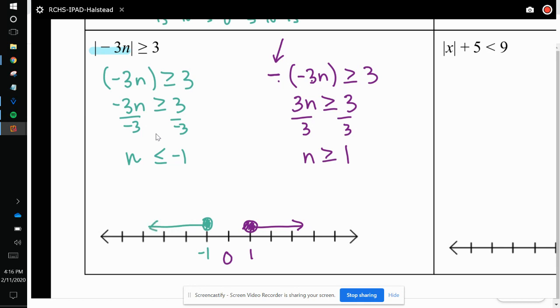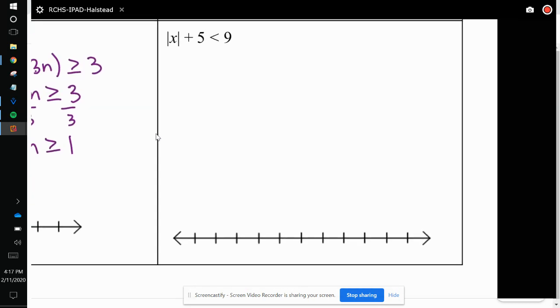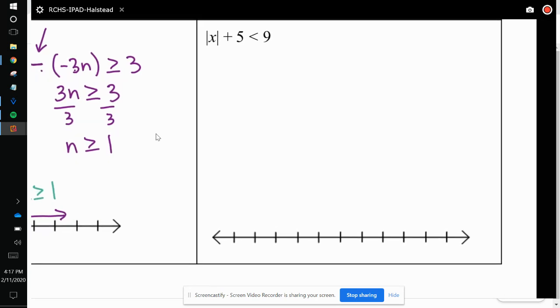Is this an and or an or statement? This is an or because I can't be in both locations at the same time. So N has to be less than or equal to -1, or N has to be greater than or equal to 1.